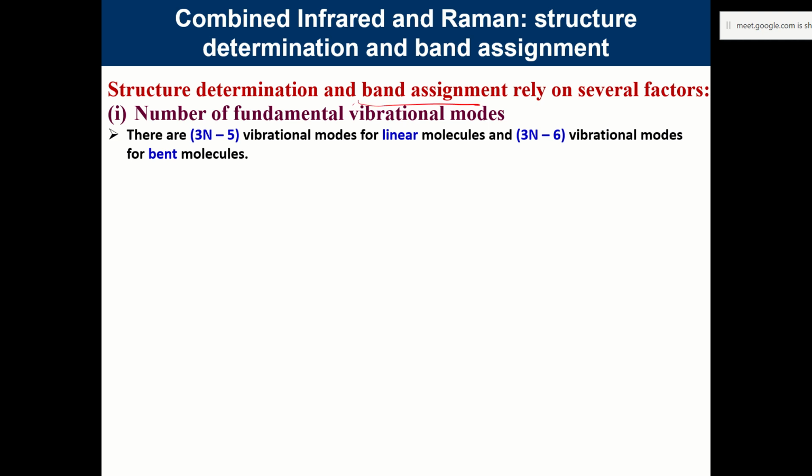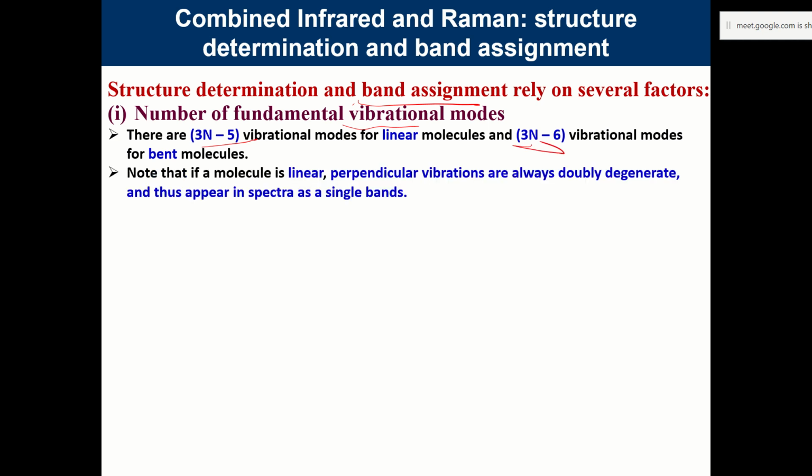So the first thing is that when you are given a molecule and the Raman and infrared spectra, you will first find out the number of fundamental vibrational modes. So 3n minus 5 we have already discussed, not just the formula, how this formula comes about, we have discussed earlier. Further, in a linear molecule, perpendicular vibrations are always doubly degenerate, as we have seen the bending mode in case of CO2, which is degenerate and appears as a single band.